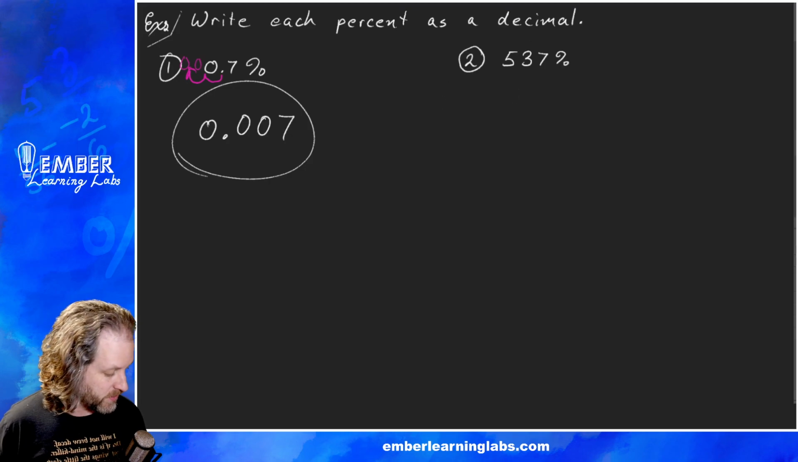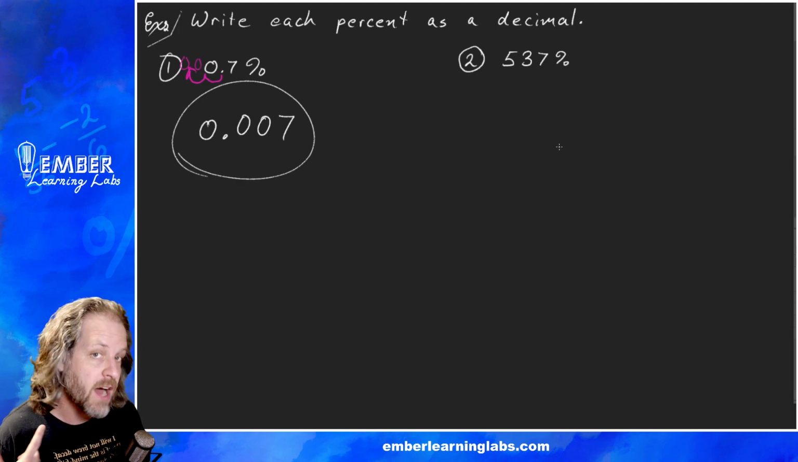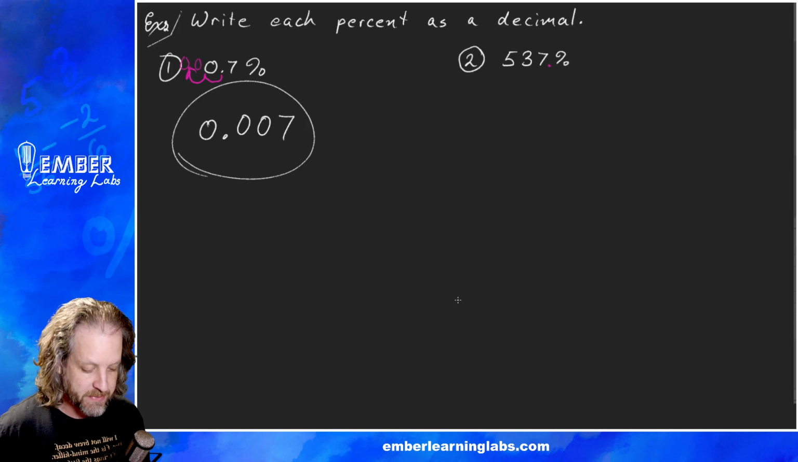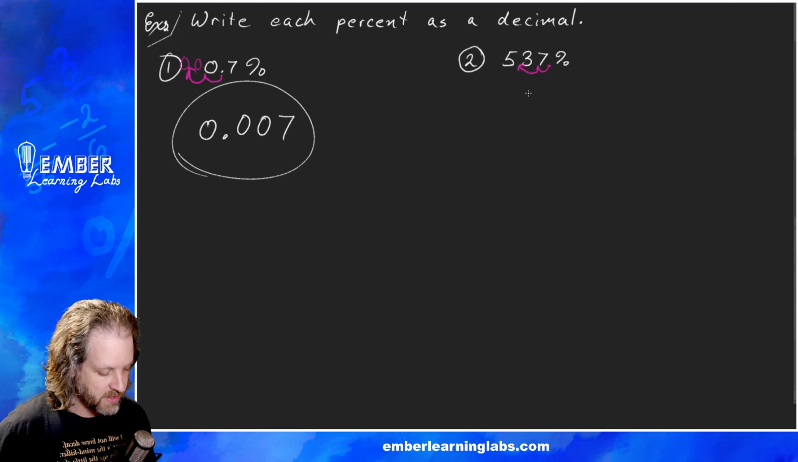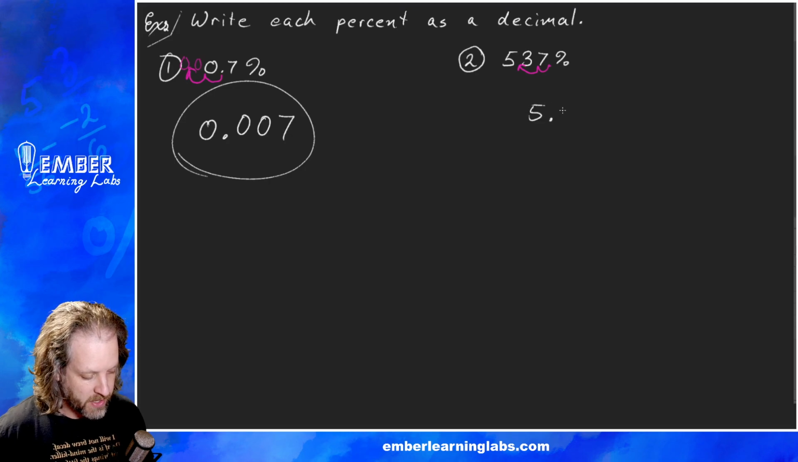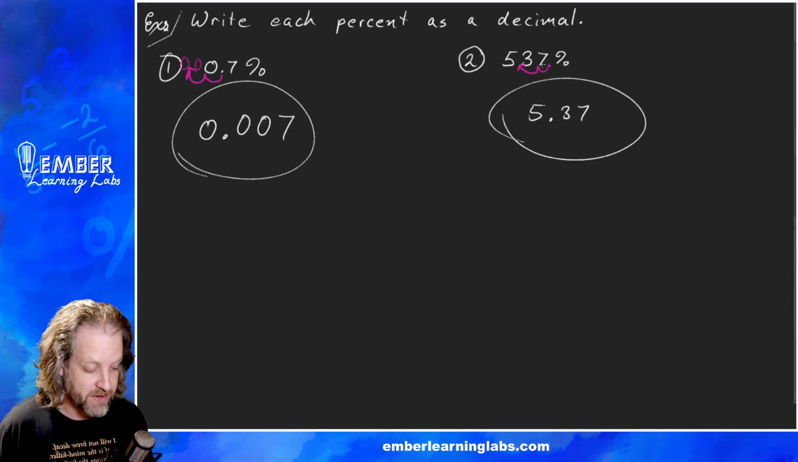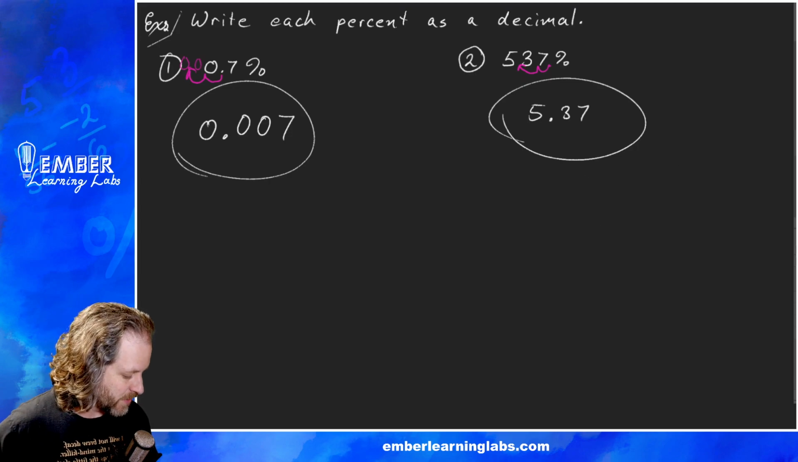Now what about this one? This one is also unique, because it's more than 100%. So for our decimal, we expect something that's greater than 1, because 1 in decimal is 100%. So we move the decimal place once, twice, and we end up with 5.37, which is greater than 1, as we expected, because 537% is greater than 100%.